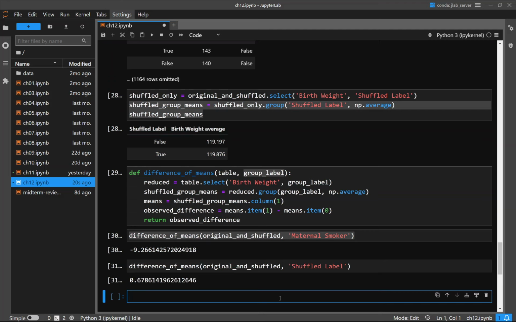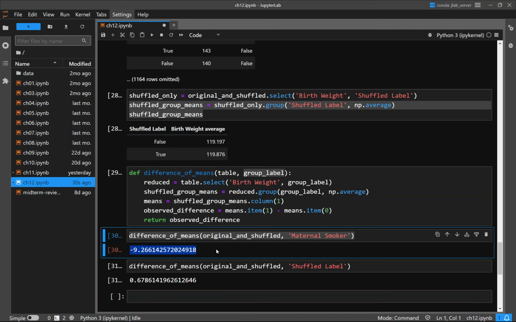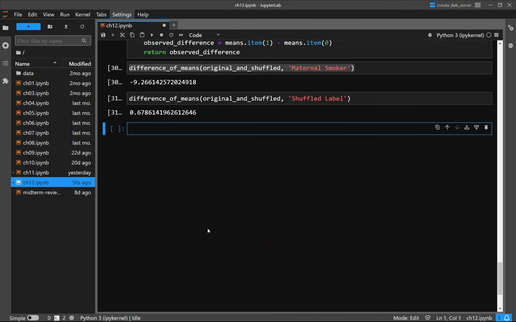And so we're going to do a bunch of shufflings. We're going to get a bunch of values, and we're going to see how often we see a value as extreme as the one we saw in real life. Does that kind of make sense? It's similar to last chapter, but slightly different because we've got two groups going on here. All right, and so we need another function to give me these values really quickly because we want to do that shuffling. So let's make another function. We'll call it simulated difference of means.